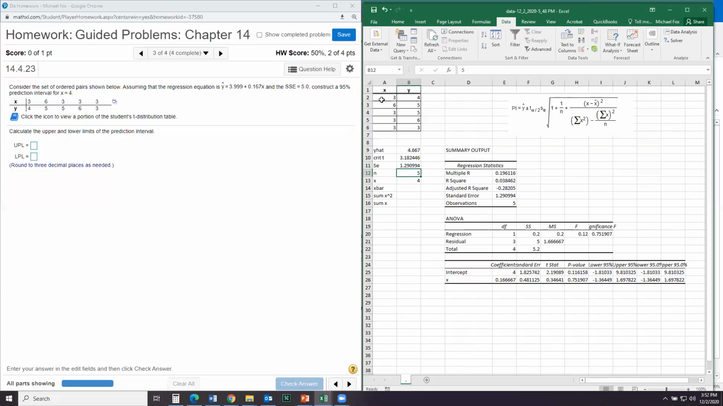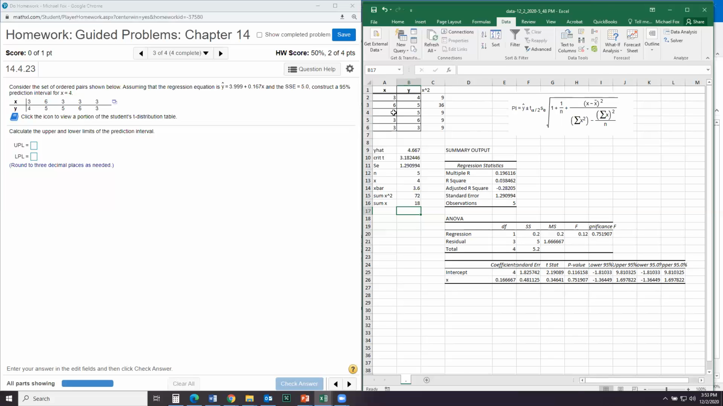X bar is just the mean of all the x values. So I'm going to do this equals average of x. The sum of my x squared values, to do that, I'm going to actually have to make another column, call it x squared, and then say that equals the value of x squared. Do that for each of them. So we're squaring each of those x values. And then this is the sum of all those x squared values. And then the sum of x is just what it sounds like, the sum of all the x values.